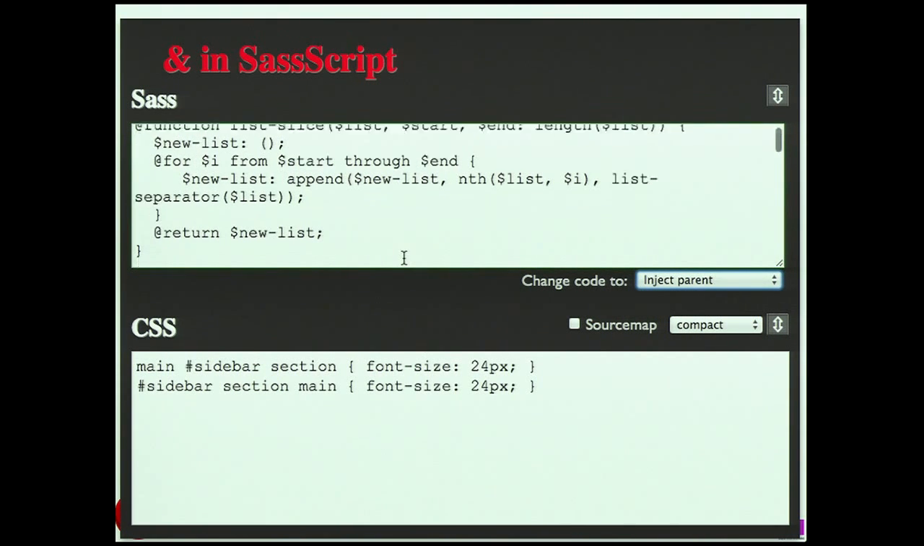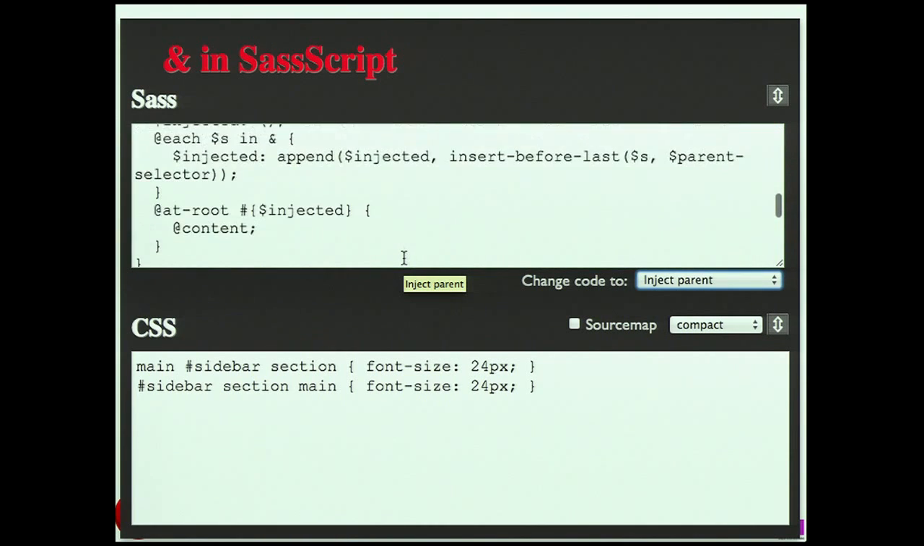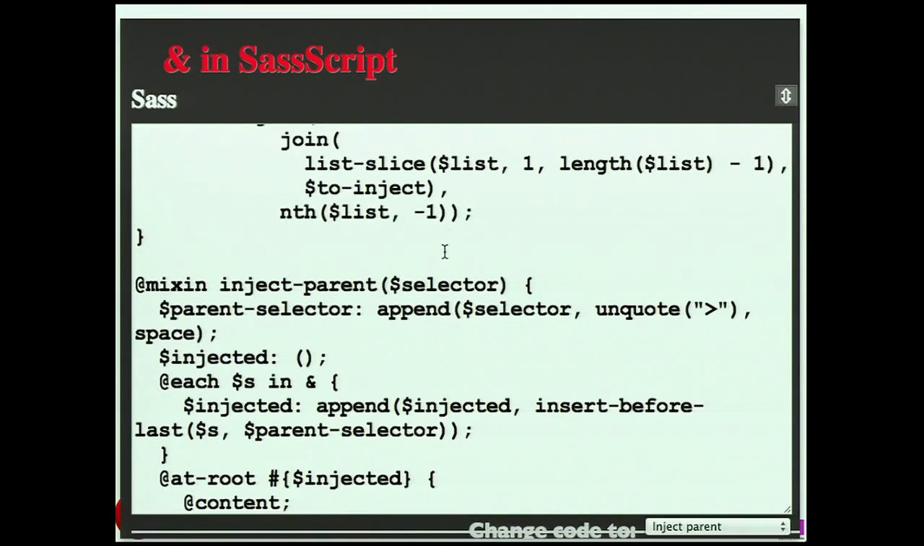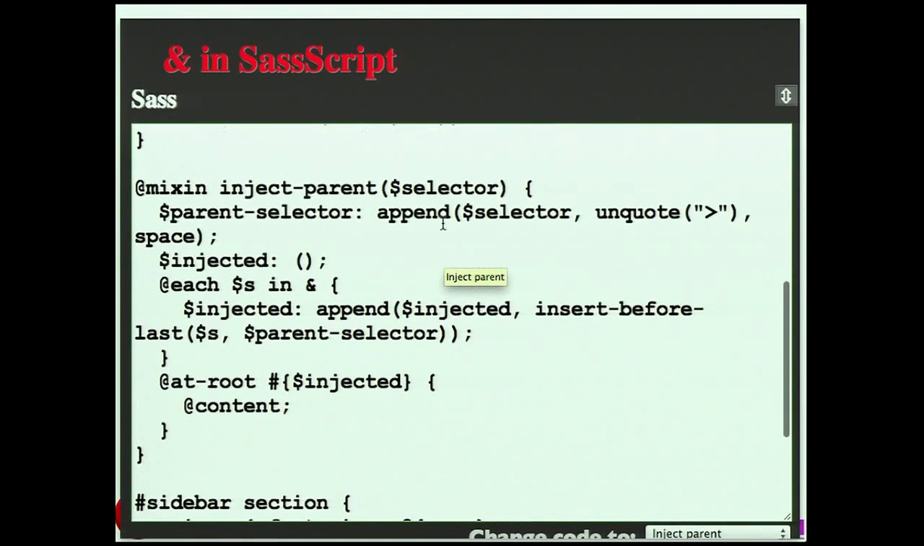So I made a little mixin called inject parent. And so what this mixin is going to do is, because ampersand only works, you can add something to the start of your selector, you can add something to the end, but that's what you got. So now we want to be able to say, go up one selector component and insert something right there. And so now we can do that.